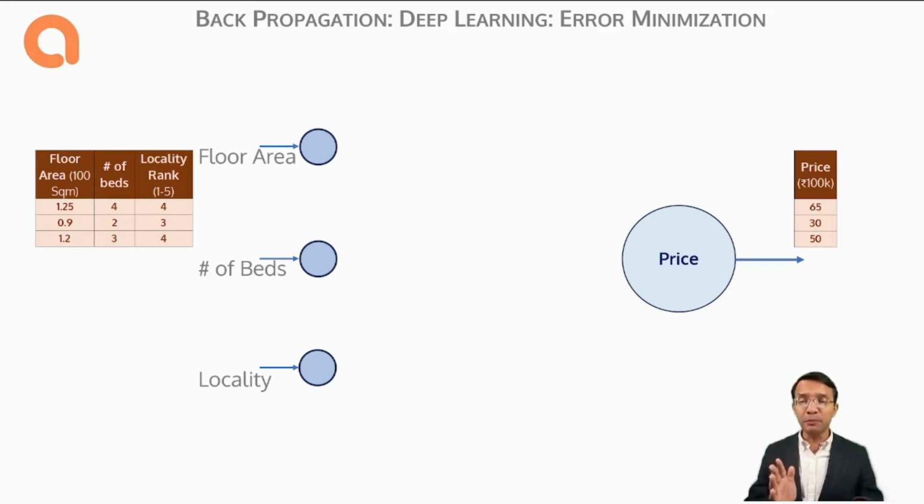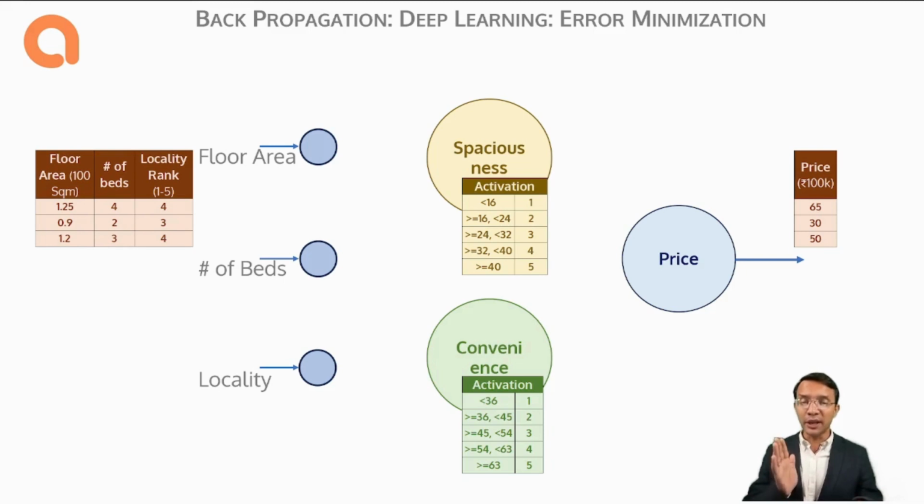Other than the inputs for this particular neural network, we have 2 layers. One intermediate layer consisting of 2 neurons, one for spaciousness, other for convenience, having the activation as per these 2 tables, and in the output layer we have 1 neuron for the price, and this has got this particular activation logic.